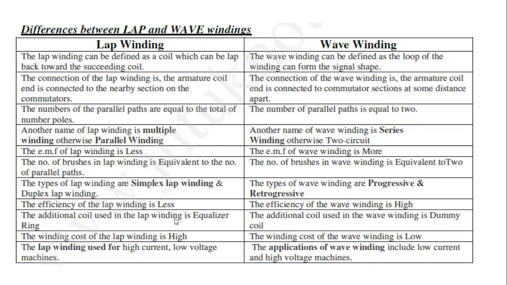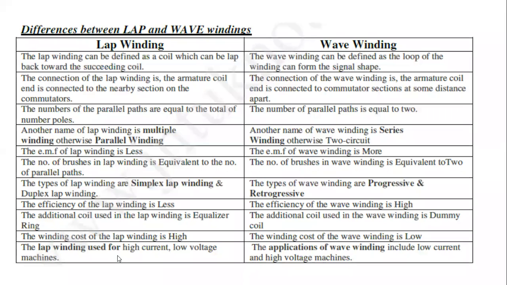Additional coils used in the lap winding are equalizer rings. In that we are using additional coils, and those coils are called dummy coils. The winding cost of the lap winding is high. The winding cost of wave winding is low.